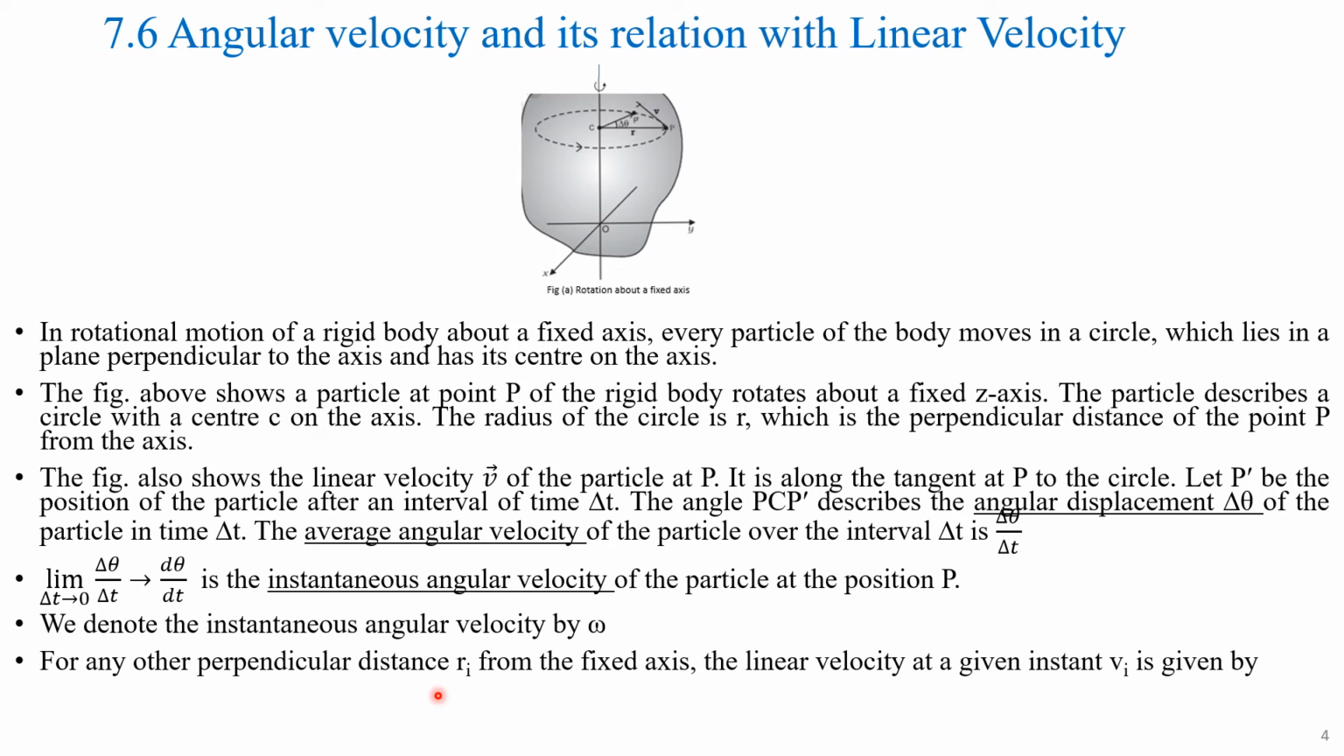For any perpendicular distance Ri, here we have considered R, any other particle in a circular motion at Ri from the fixed axis, the linear velocity at a given instant Vi is given by the relation Vi is equal to omega i Ri. Here Vi is the linear velocity, omega i is the angular velocity and Ri is the displacement. Here the subscript i varies from 1 to n.